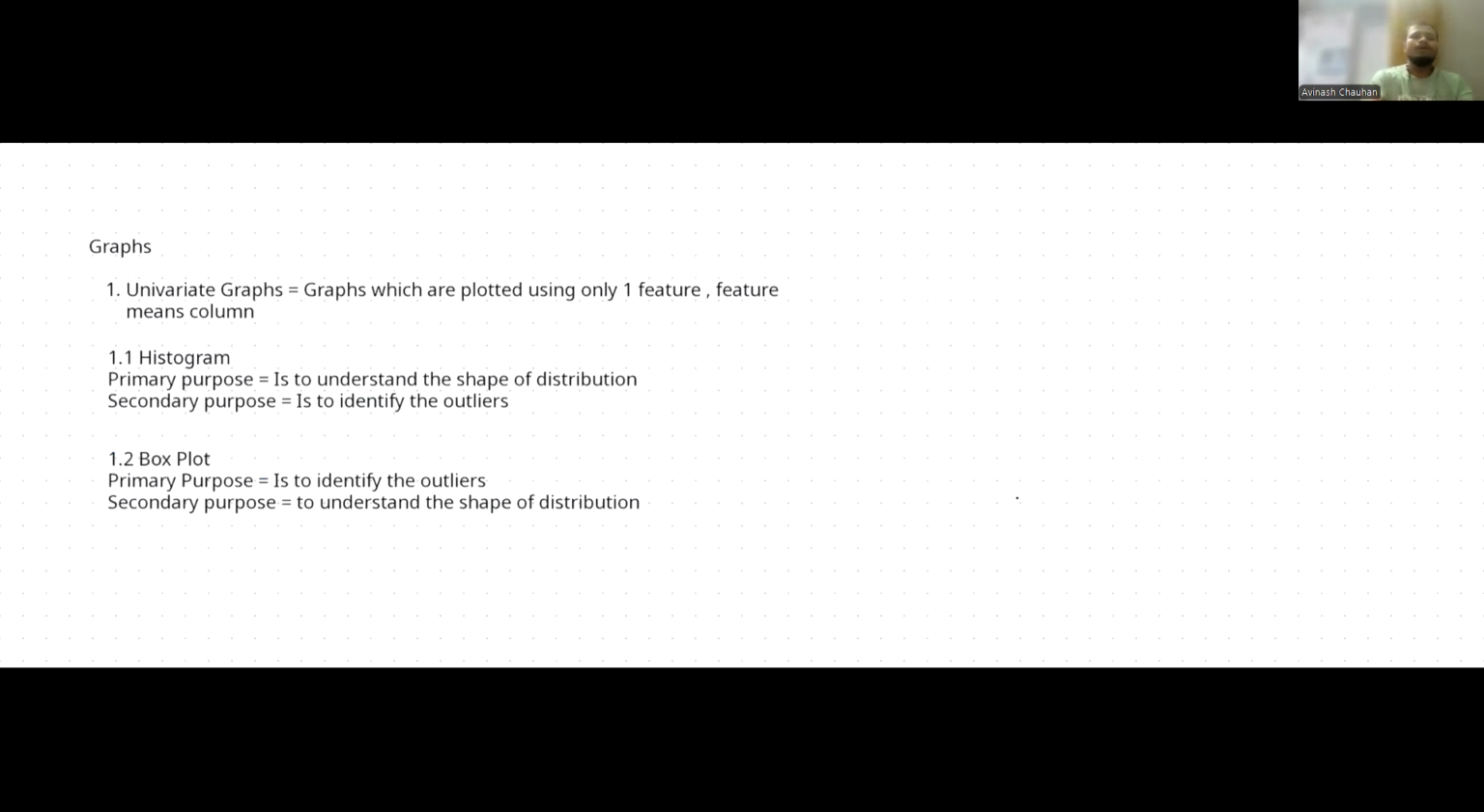So in graphs, today we are learning about univariate graphs. In univariate graphs, there is the histogram, there is the box plot, and one more plot we will be learning is the QQ plot. The third thing is the QQ plot. So these are the things.